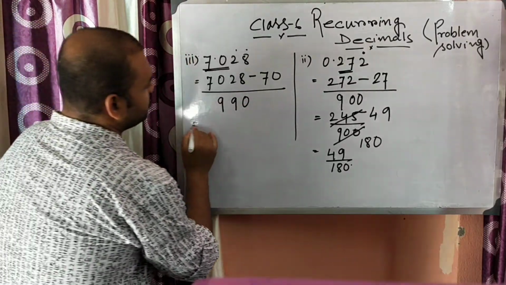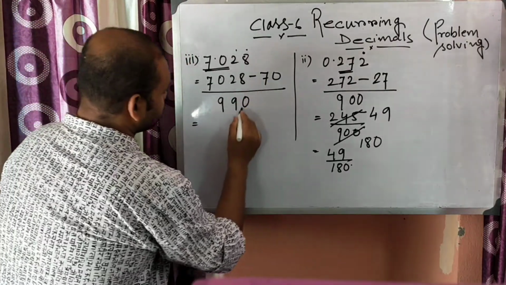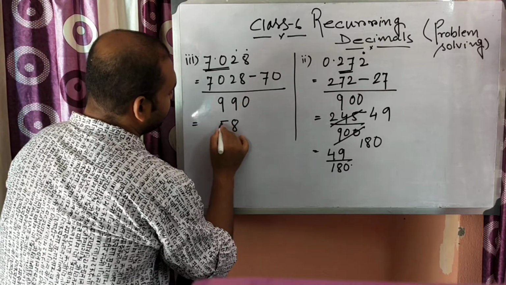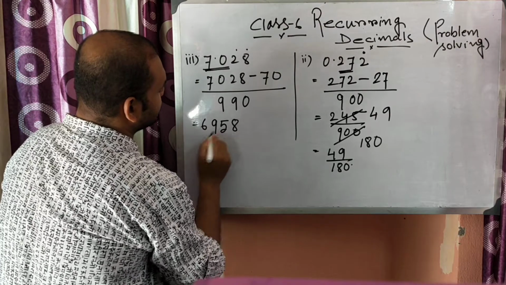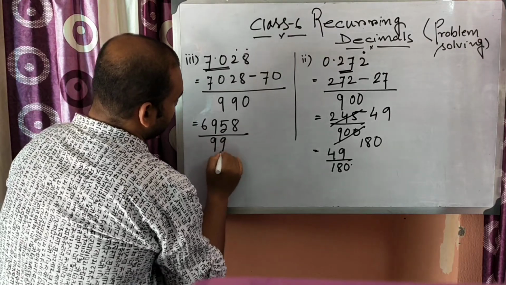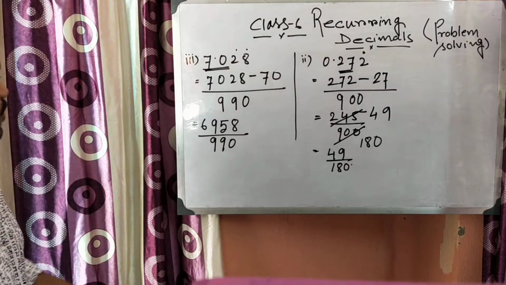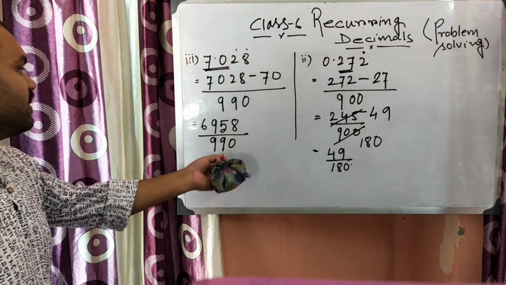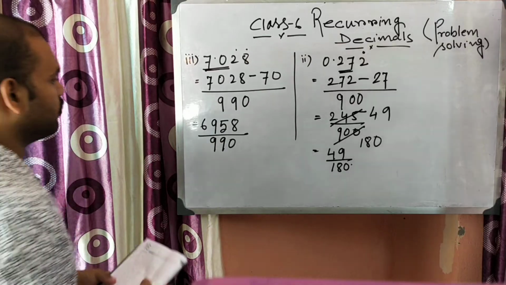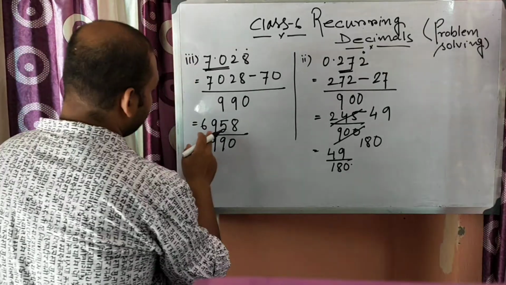Next you need to subtract it. So 8 5, 9 6, 9 9 0. Now if the number can be divided by any number, then you need to simplify that also. So let us see whether it can be divided or not.